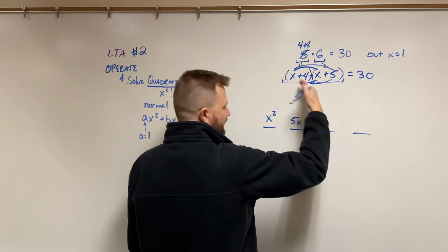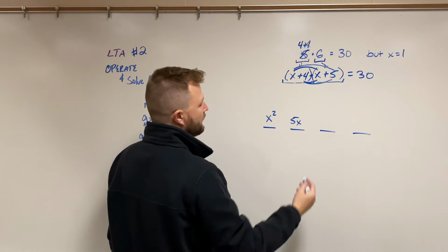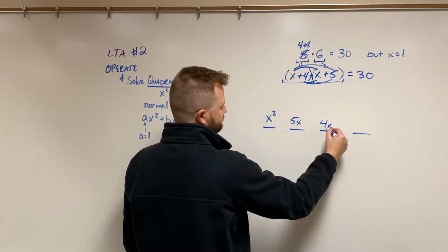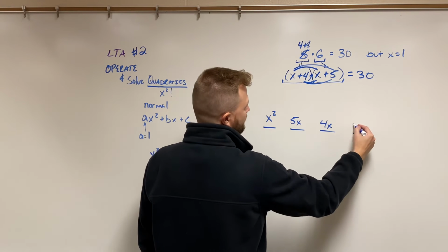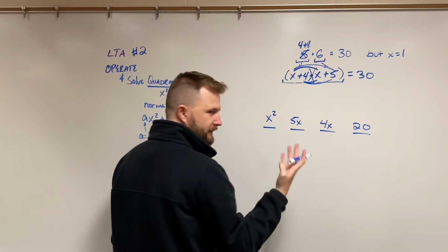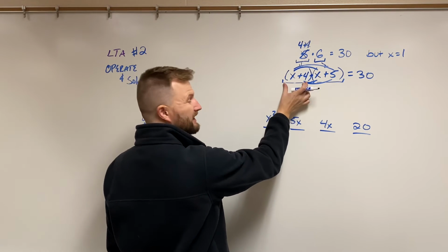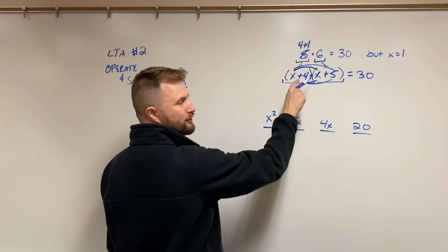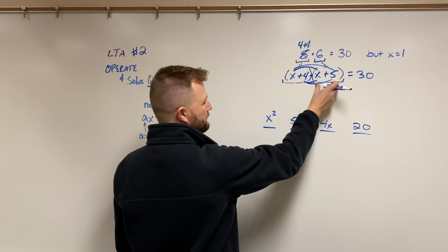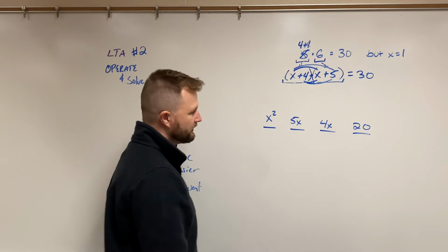4 times the x and 4 times the 5. We can't just not do the 4 times everything. So we'd end up with 4x and 4 times 5 is 20. So all 4 of these pieces are a result of just multiplying this. It's called a binomial because there's 2 items. Binomial times a binomial, and I get 4 things, 4 pieces.